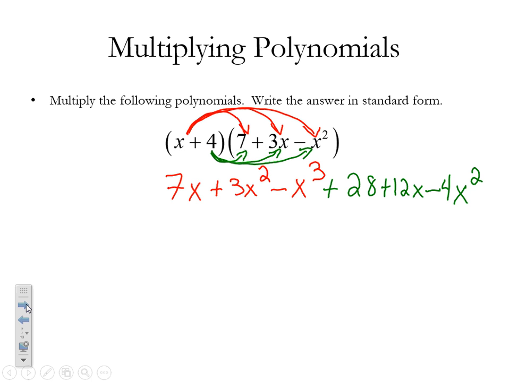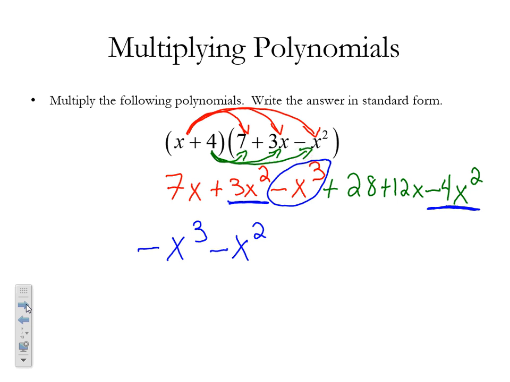Now what we're going to do is combine like terms, starting with our largest exponent. So cubed is our largest, so I'll write that first. So negative x cubed. Then I have squared. I have this one and this one. So 3x squared minus 4x squared is negative x squared.